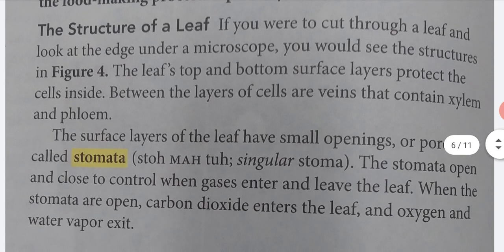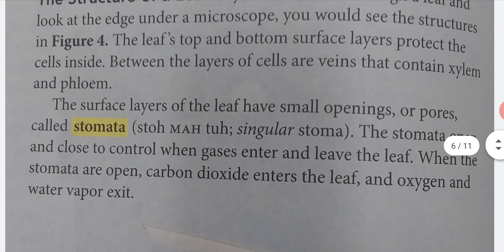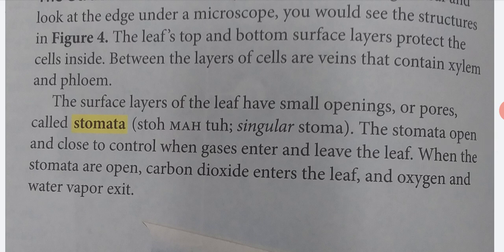The structure of a leaf. If you were to cut through a leaf and look at the edge under the microscope, you would see the structures in Figure 4. The leaf's top and bottom surface layers protect the cells inside. Between the layers of cells are veins that contain xylem and phloem. The surface layer of the leaf has small openings, or pores, called stomata. The stomata open and close to control when gases enter and leave the leaf. When the stomata are open, carbon dioxide enters the leaf, and oxygen and water vapor exit.